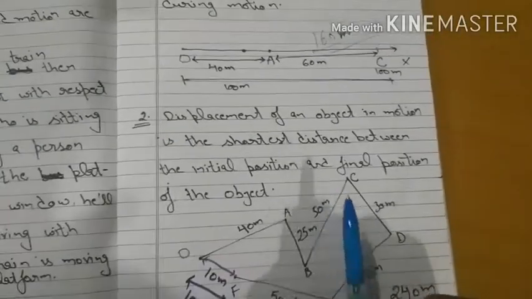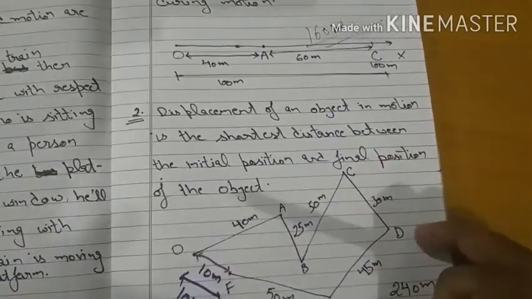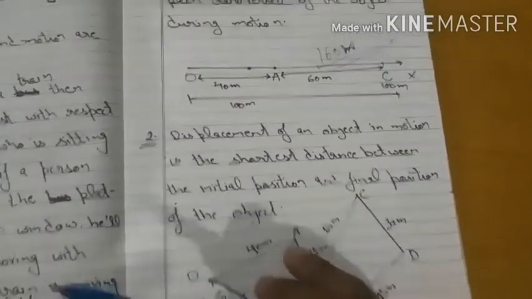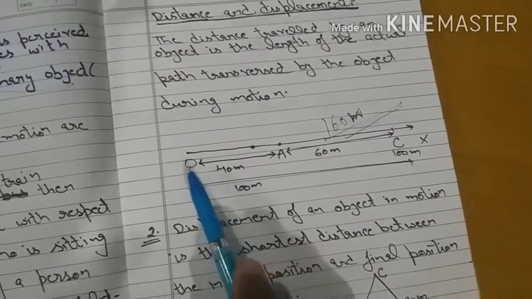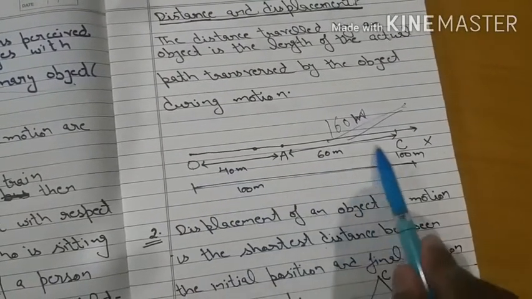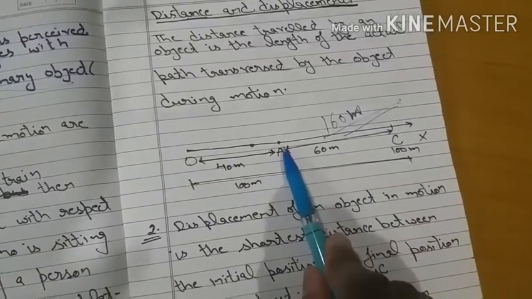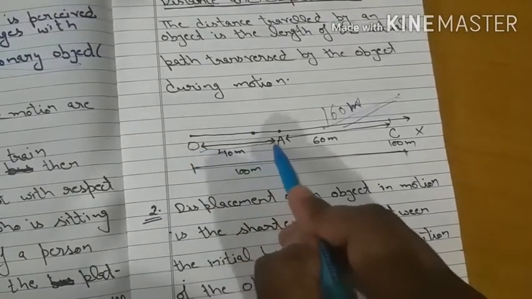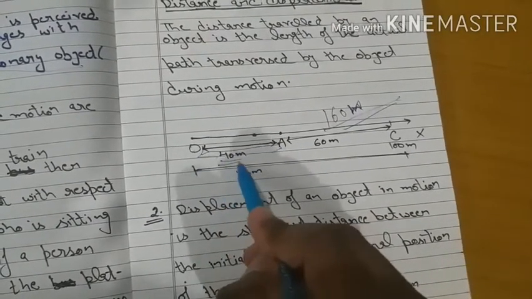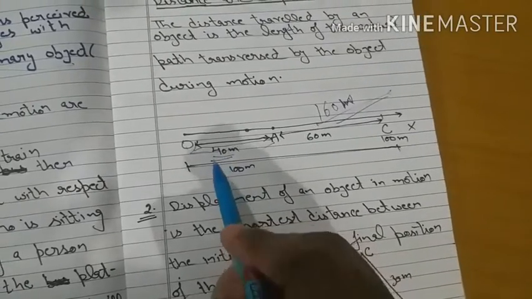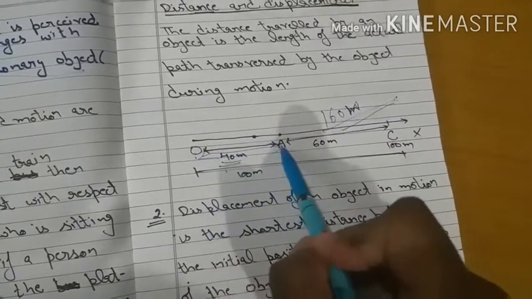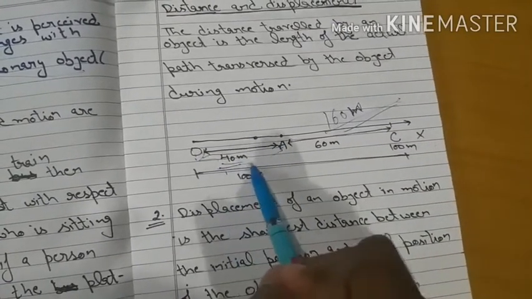Now the next topic is displacement. The displacement of an object in motion is the shortest distance between the initial and final position of the object. For example, in the previous example, the object started from point O and goes to point C and again came to point A. So the shortest distance between the initial and final position is that distance, and it is equal to 40 meter. So the displacement will be equal to 40 meter, not 160, because it is the shortest distance between initial and final position. That's why displacement will be equal to 40 meter.